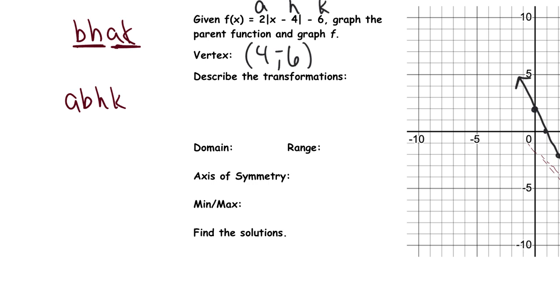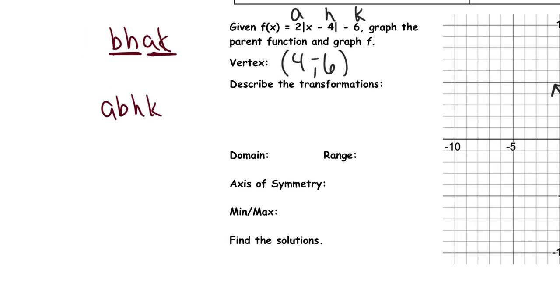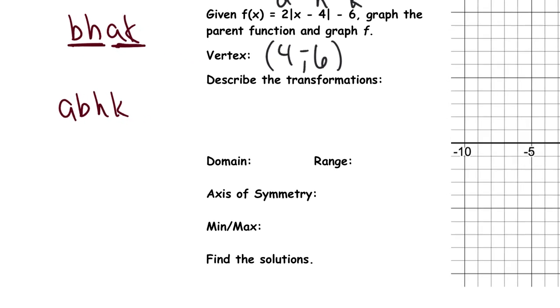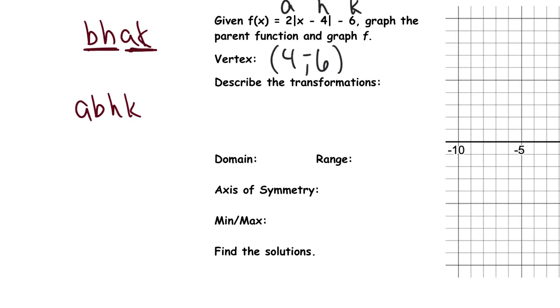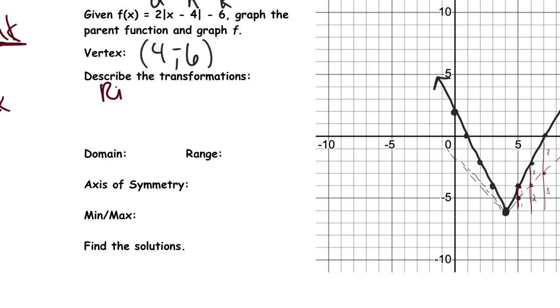Okay? So if I'm going to describe this one, where am I going to start? So tell me what I'm going to say. There's no B value, correct? So what is H doing to my graph? It's moving it right 4.